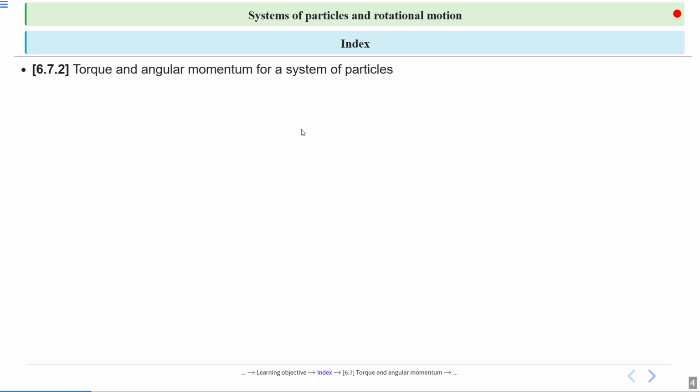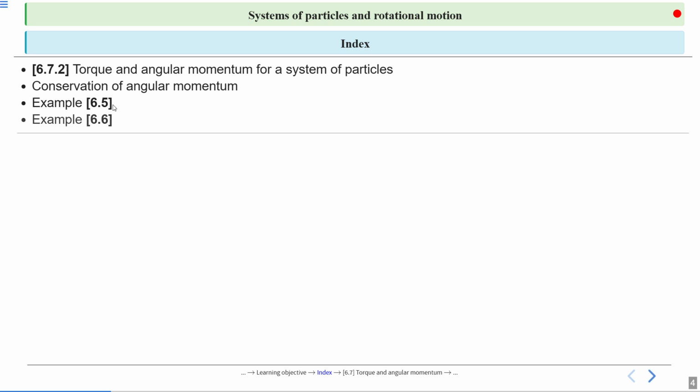So in today's lecture, we will first cover 6.7.2, torque and angular momentum for a system of particles, not for a single particle, for a system of particles. Then conservation of angular momentum. Then example 6.5, and last we will see example 6.6. So these are today's lecture topics.